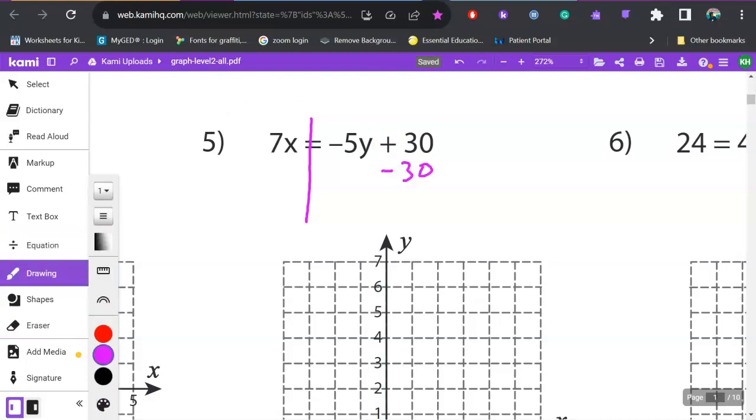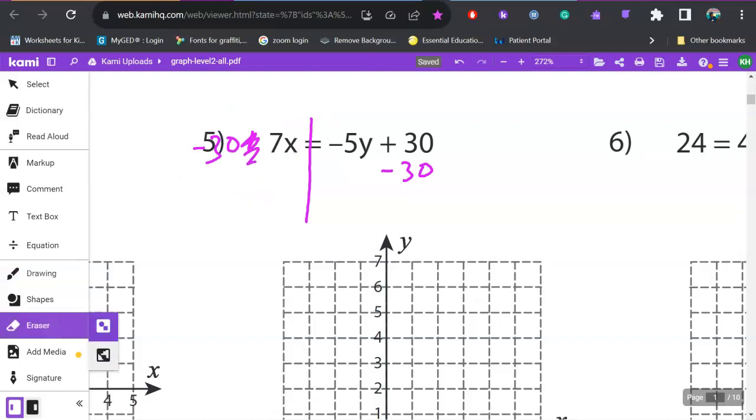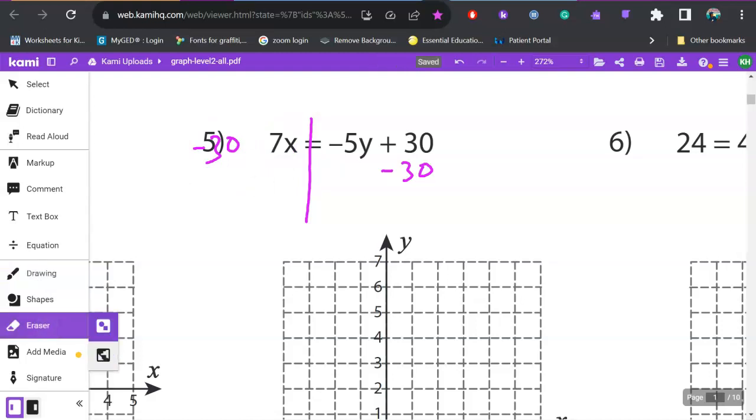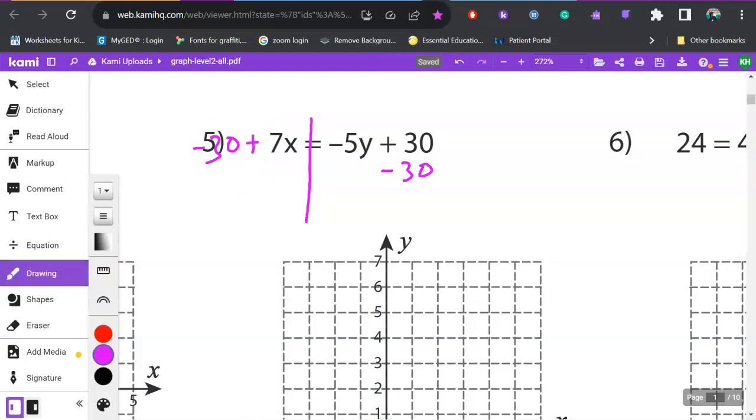Subtract 30 from both sides. So I'm going to subtract 30 from both sides. Now I'm going to put it right here. Subtract 30. You see that? But it looks kind of weird with nothing in between here, doesn't it? I know it does. So put a plus sign there. Why? Because that 7x is a +7x, right? So just make the plus sign show up. So now it looks a little bit better like that.